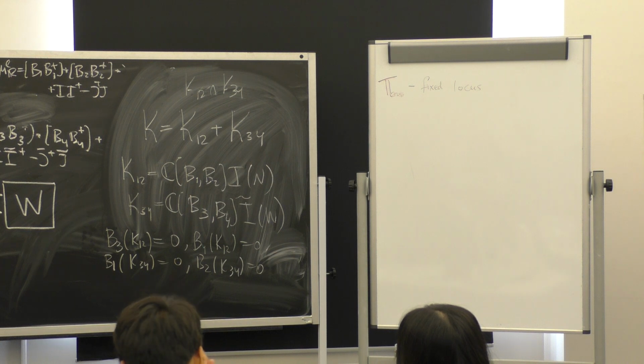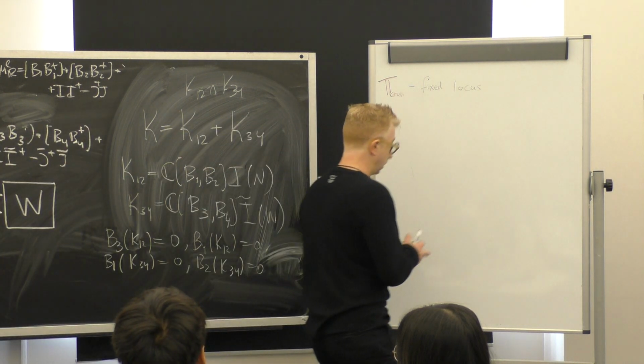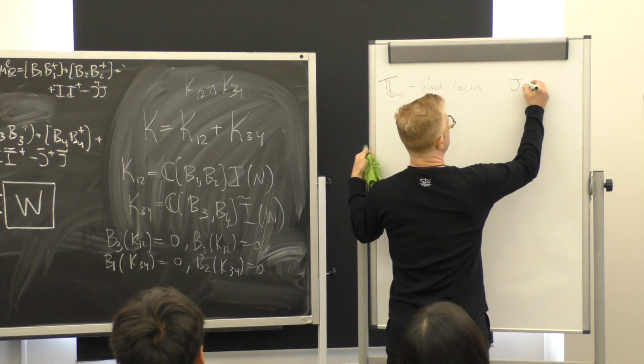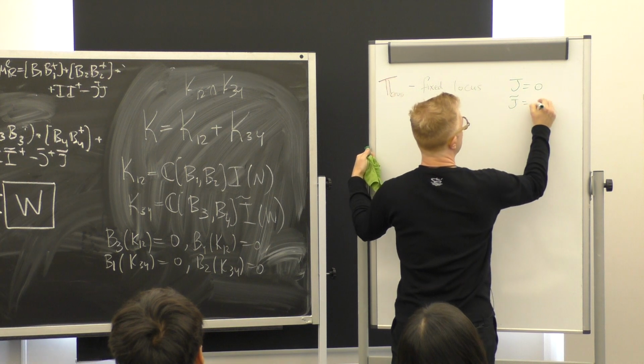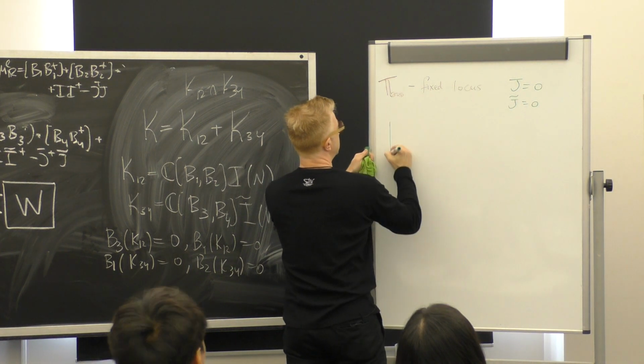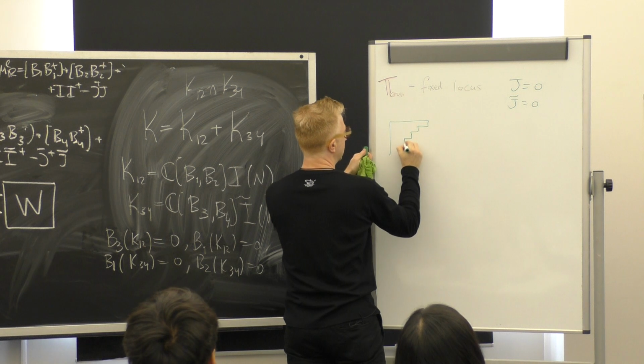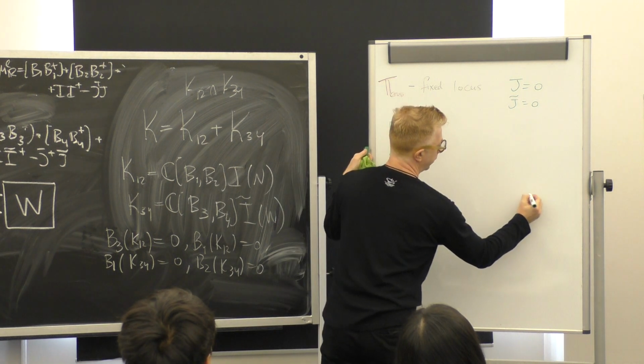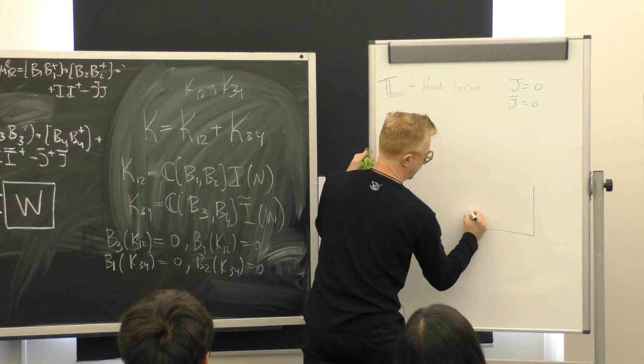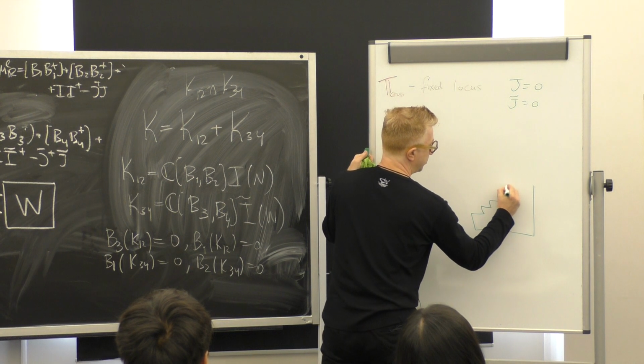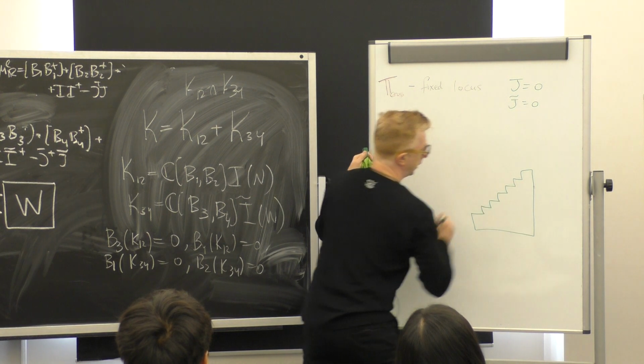As before, if you take the maximal torus, on the fixed locus the J map will vanish for positive zeta. So J is actually 0, J tilde is 0. And this is the structure of the fixed points, which I will draw in this way. I'm drawing them now in the space.